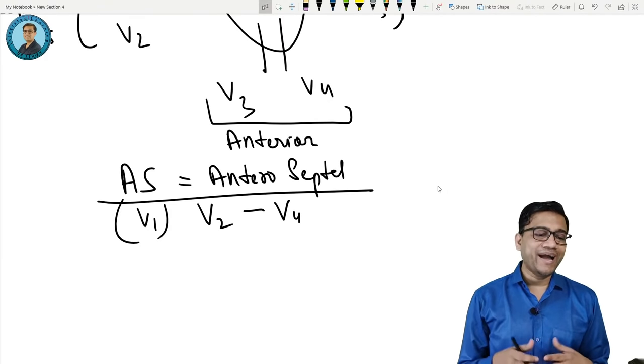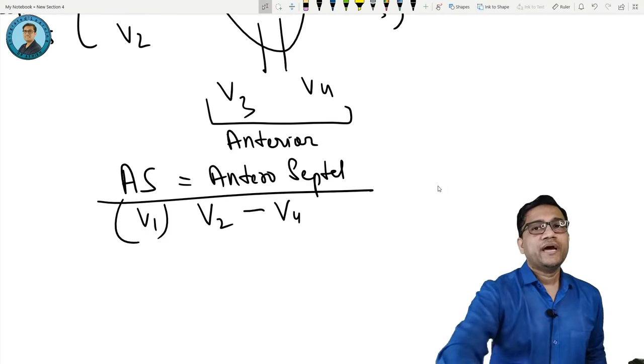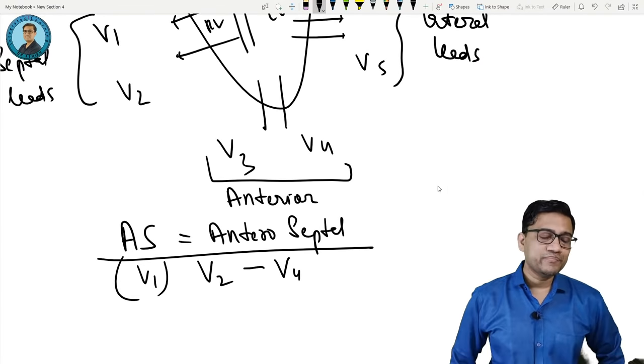And if you take the anterolateral, then what do you have to include? We have to include V5, V6 also. Are you clear? And this would then become anterolateral. Are you clear now? Okay.